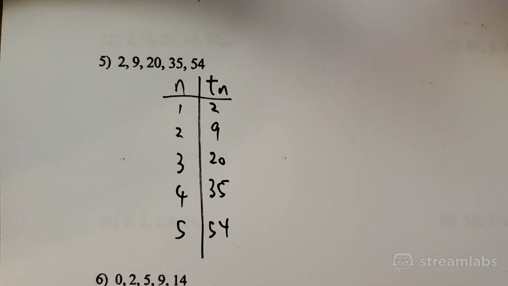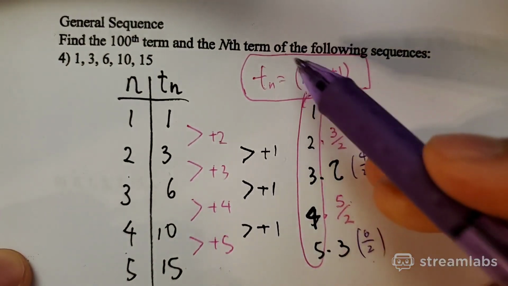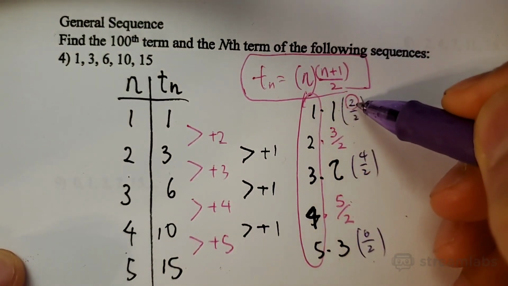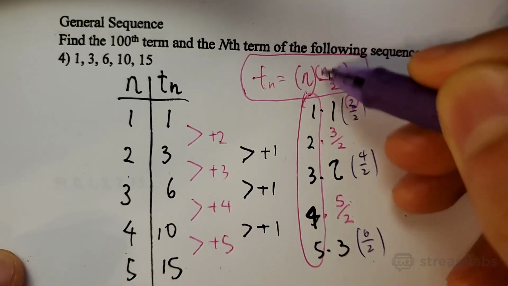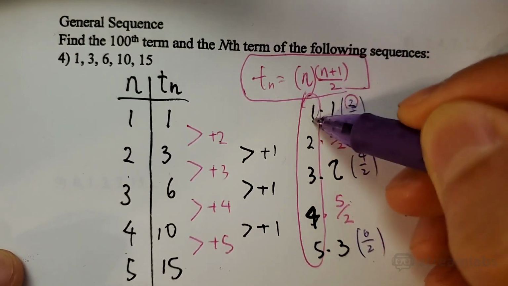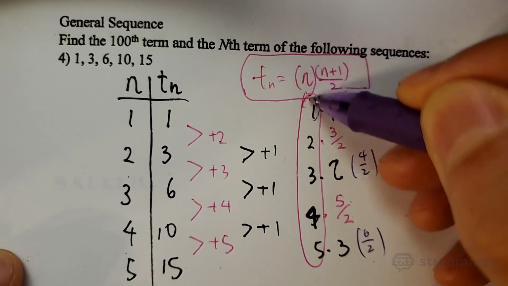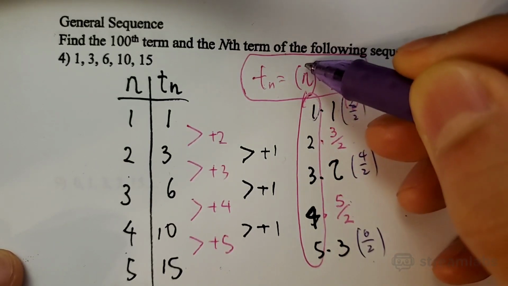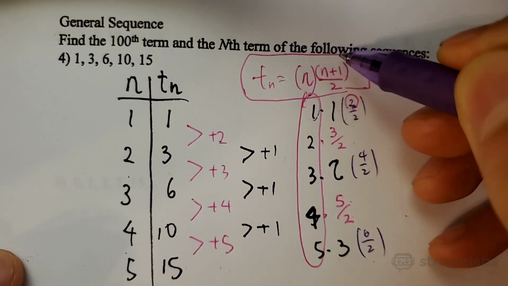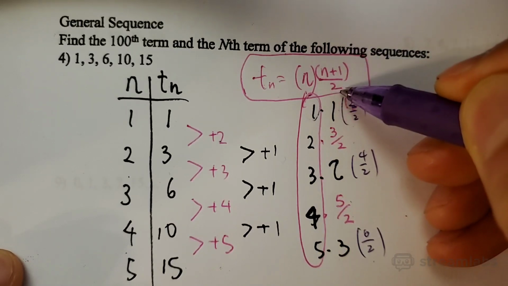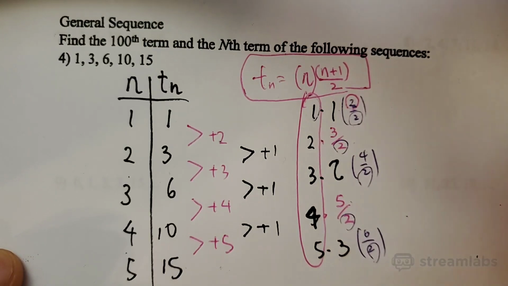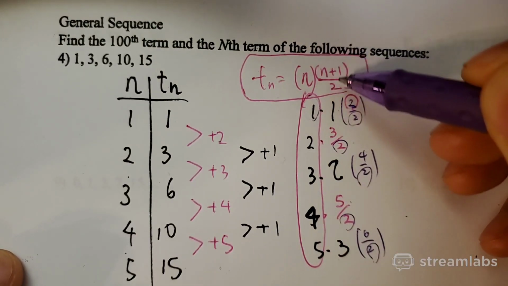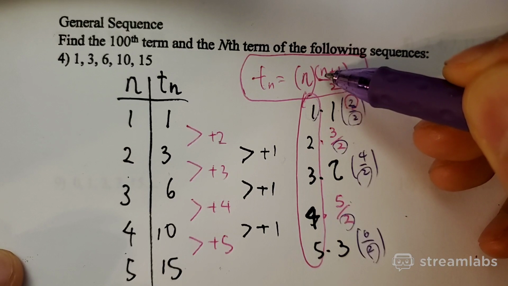Wait. Oh, how did I get n plus 1 over here? It's n plus 1 because if you look at where it starts with 2 over 2, right? The first one is 2 over 2, not 1 over 2. So when your n is 1, it has to be 1 times 2 over 2, not 1 times 1 over 2. So it has to be n plus 1 over 2, because they're all over 2, right? But your starting point is 2 over 2, not 1 over 2. So it has to be n plus 1.